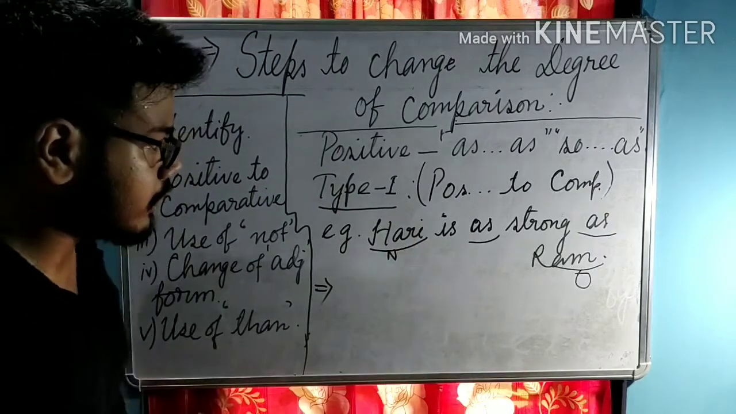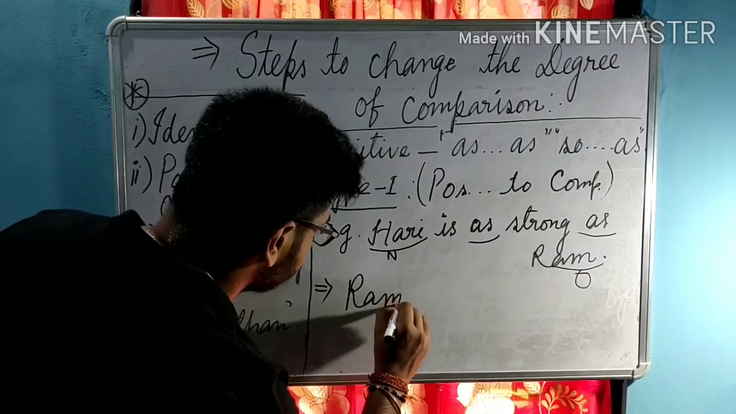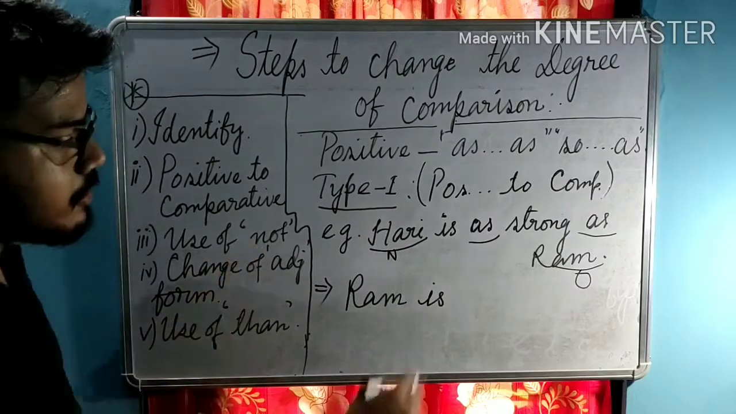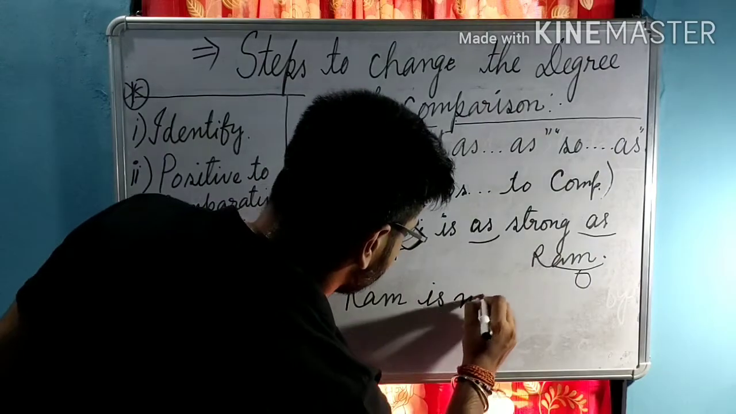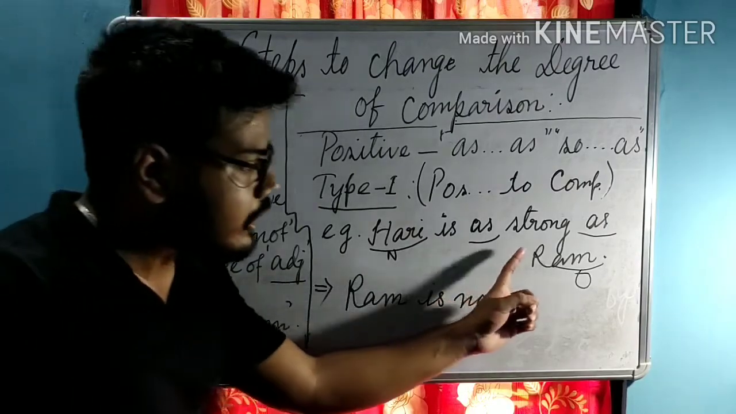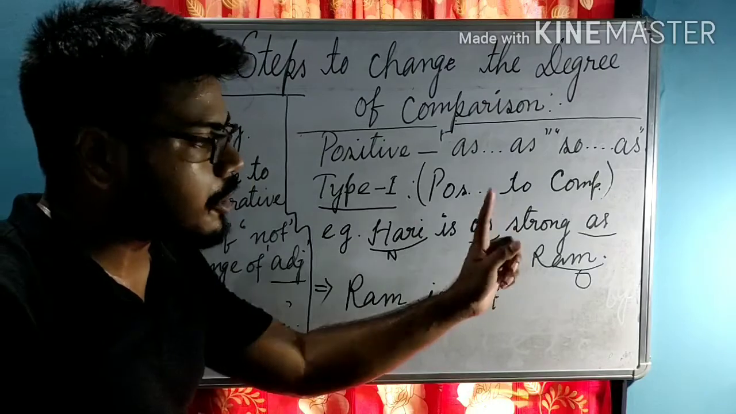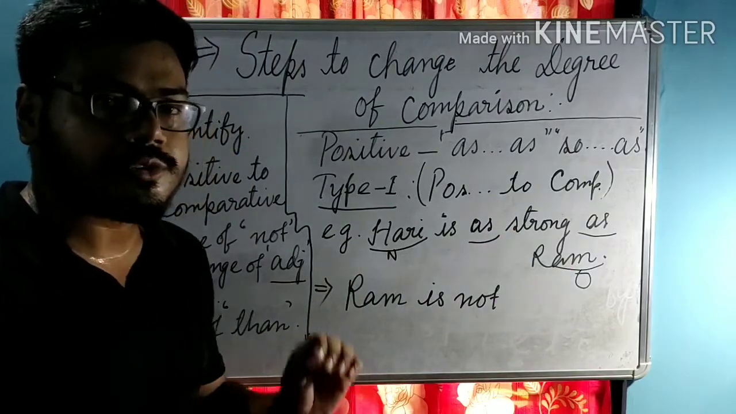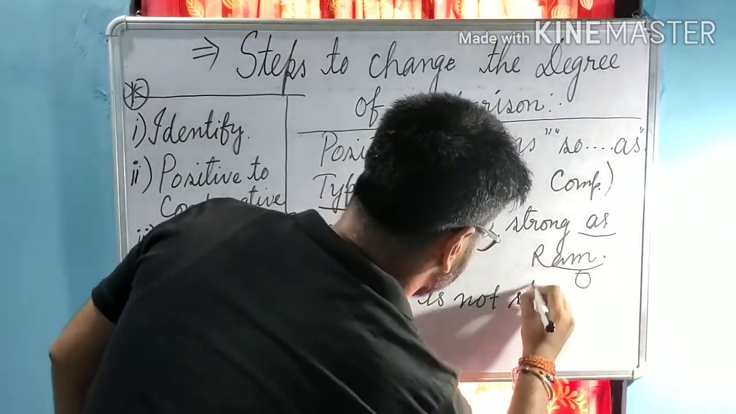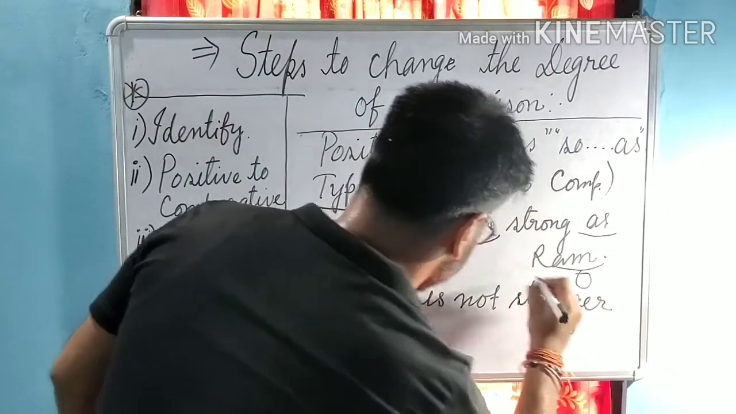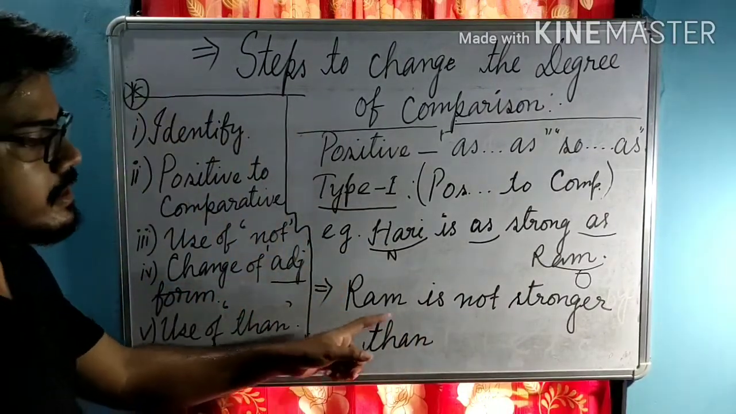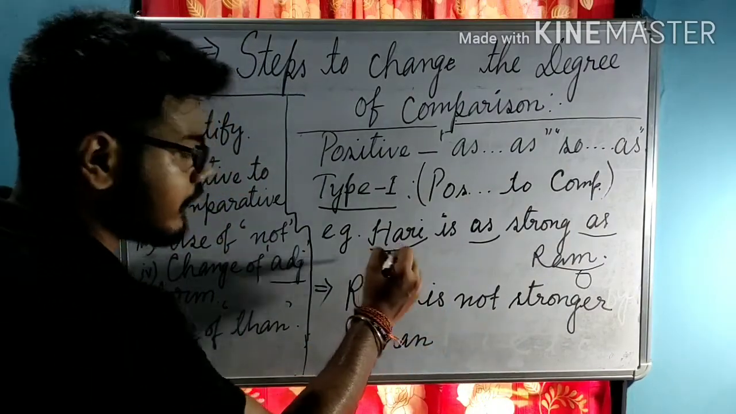Now we will write Ram first: Ram is. We are using a helping verb. Use of "not" will come, since here there is no negative. So Ram is not. Now change of adjective form: here the adjective is strong. We have to take the comparative form, stronger. So Ram is not stronger than. Then, as we are comparing between Ram and Hari, Ram is not stronger than Hari. Hari will be the object.